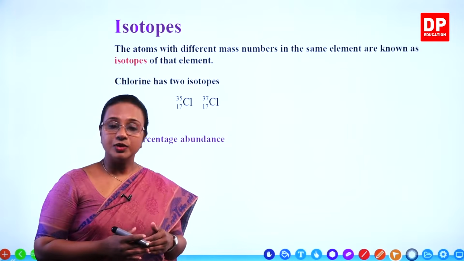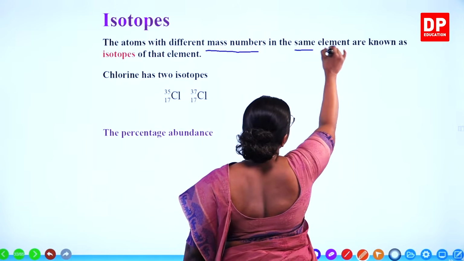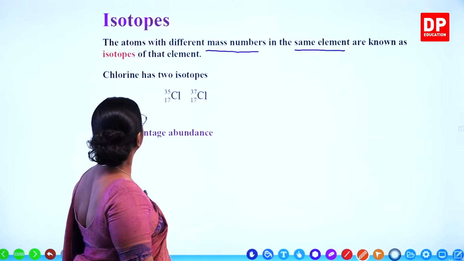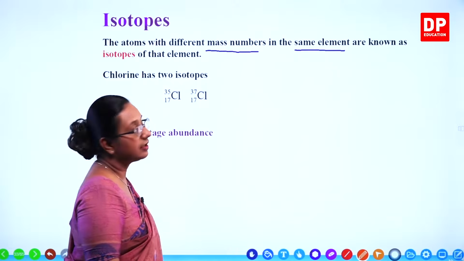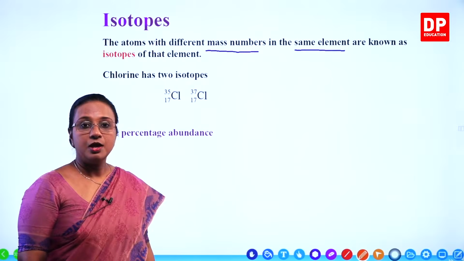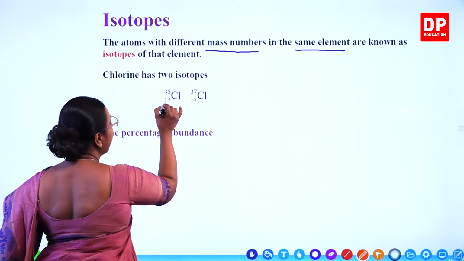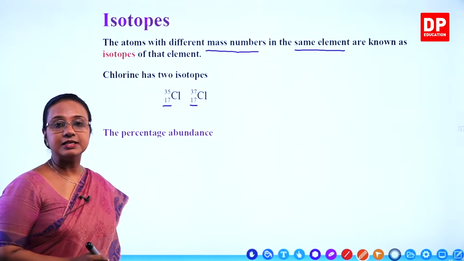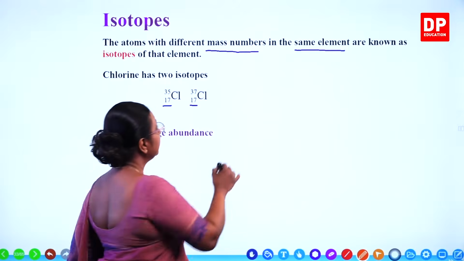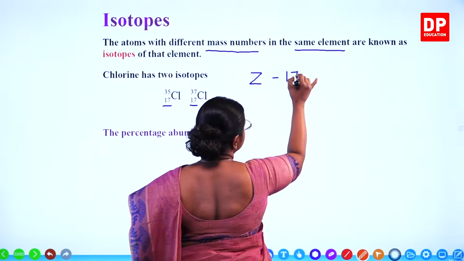Now we are going into a new topic, isotopes. The atoms with different mass numbers in the same element are known as isotopes of that element. So, for example, we will look at chlorine. Chlorine has two isotopes. Here you can see the atomic number of chlorine is the same. So, that means for chlorine, atomic number Z is 17.